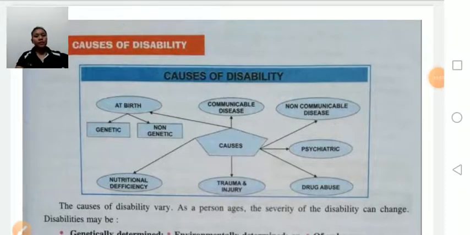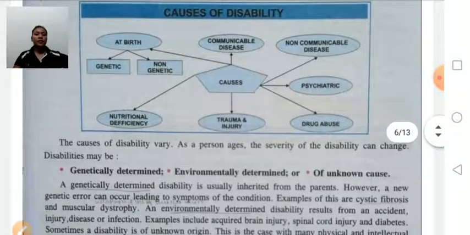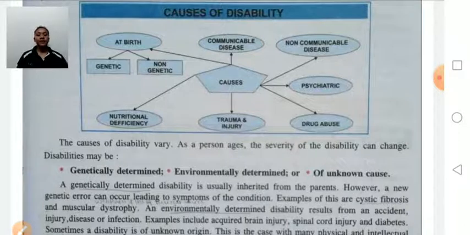Causes of disability. What are the causes of disability? The causes of disability vary. As a person ages, the severity of disability can change. Disability may be genetically determined, environmentally determined, or of unknown cause. Genetically determined means due to genetics: the genes are responsible for the disability. Abnormal genes lead to the problem of this disability.